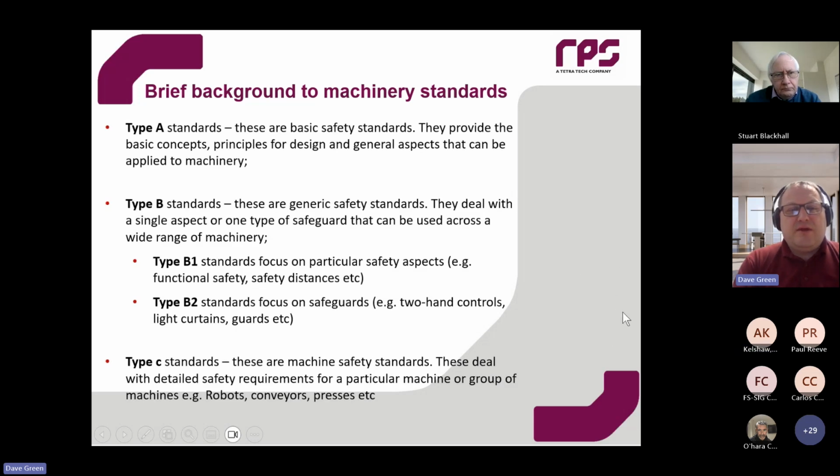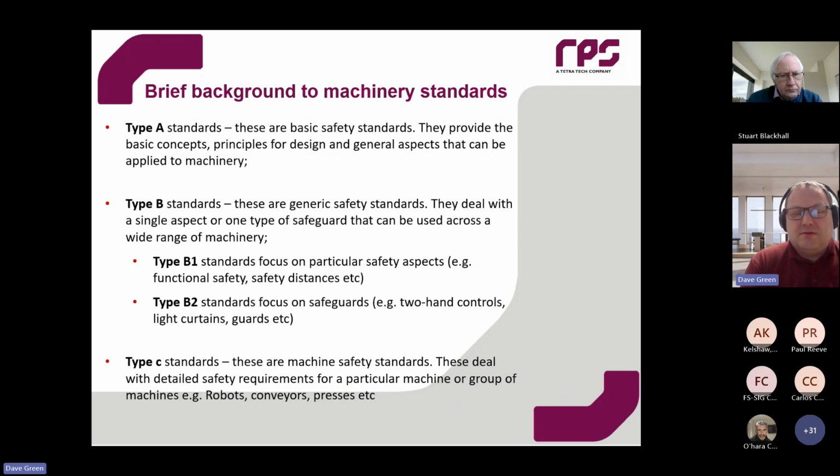There are three main types of standards. There are Type A standards. They're the basic safety standards, providing basic concepts, principles for design, and general aspects that can be applied to machinery. There's then Type B standards. They are generic safety standards, dealing with a single aspect or one type of safeguard that can be used across a wide range of machinery, and they're split into B1 and B2.